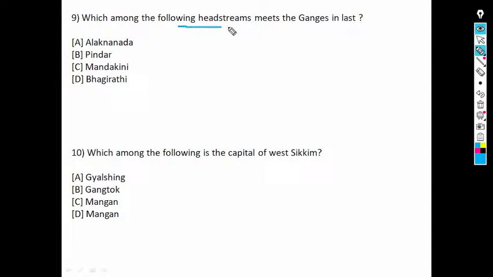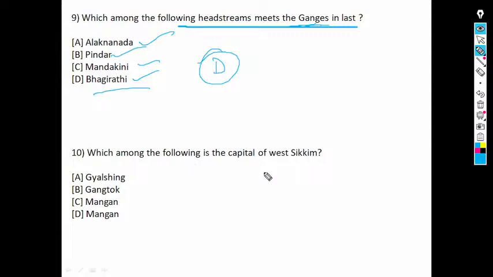Next, which among the following head streams meets the Ganga last? Alkananda, Pindar, Mandakini, and Bhagirathi. Bhagirathi head stream meets the Ganga last. Alkananda, then Bhagirathi, D for Delhi. We will discuss this one.